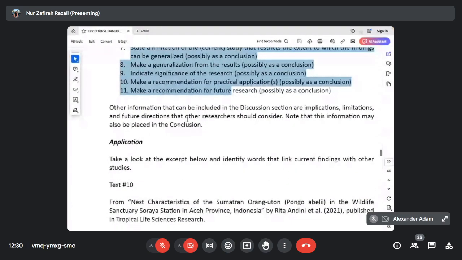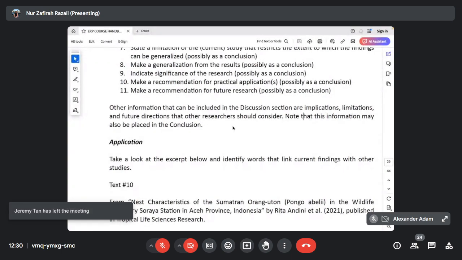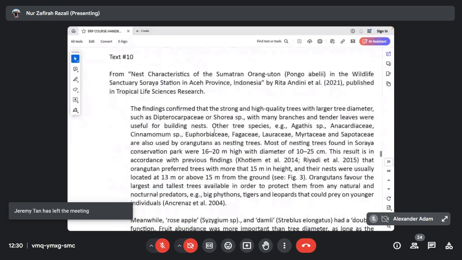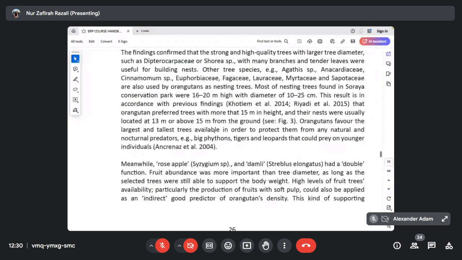So, other information that can be included in the discussion section are implications, limitations, and future directions that other researchers should consider. This information may also be placed in the conclusion.